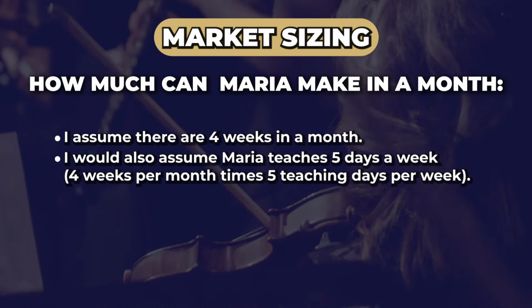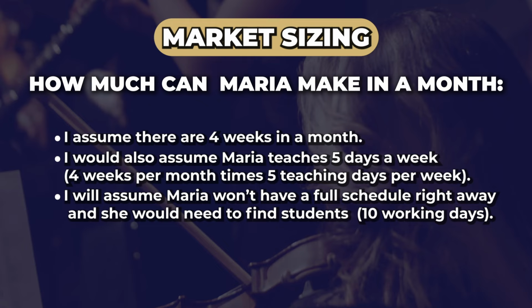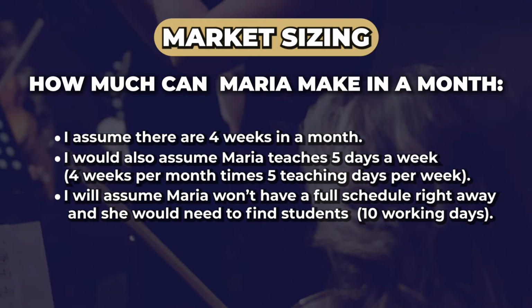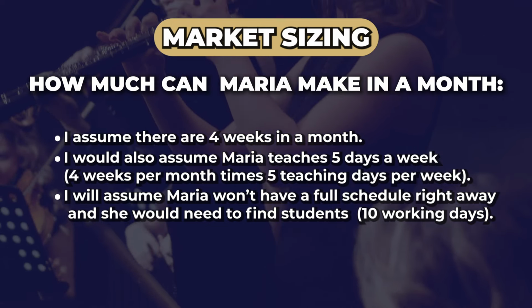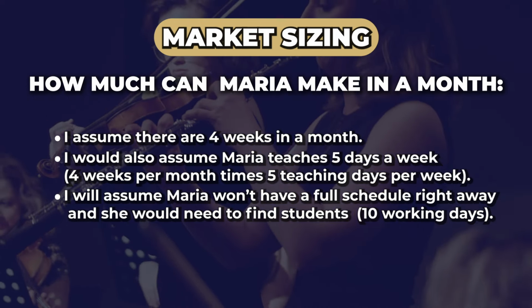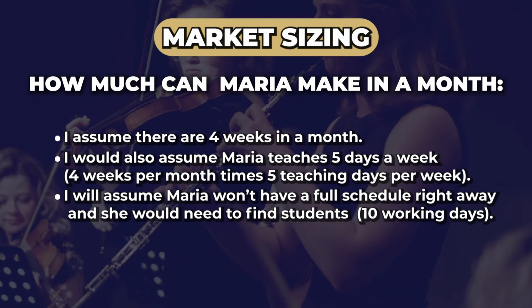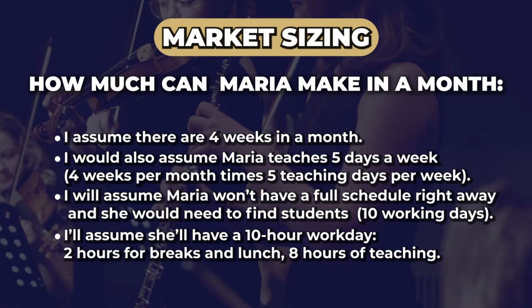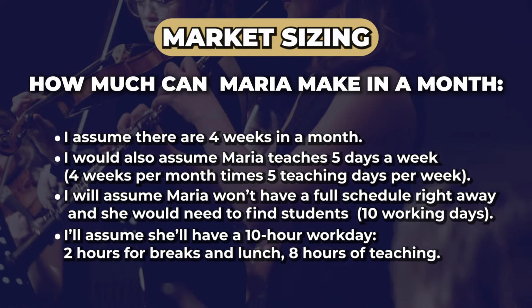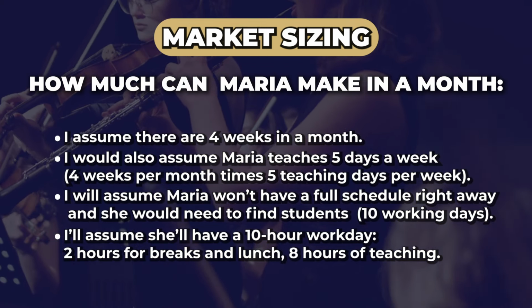I'll also assume that Maria won't have a full schedule right away, and she would need some time to get some students. I'm gonna estimate that this will take about 2 weeks or 10 working days for Maria to ramp up to a schedule of students. This leaves us 10 paid days next month: 10 days to get the students, and 10 days of working with the students. I'll also assume that she'll have 10-hour working days, and she'll take 2-hour breaks, for example, for lunch, and spend the rest of the 8 hours teaching.